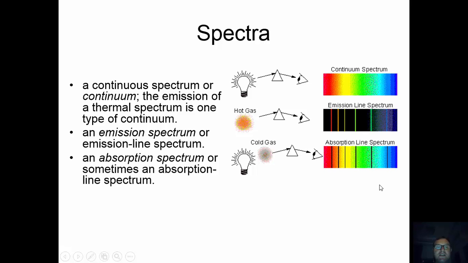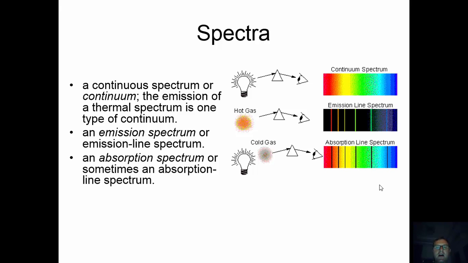So all light sources generally produce a continuous spectrum. So the emission of a thermal spectrum is one of a continuum across all wavelengths. Okay, so this would be a typical white light.